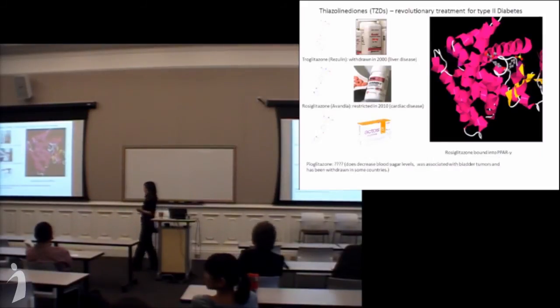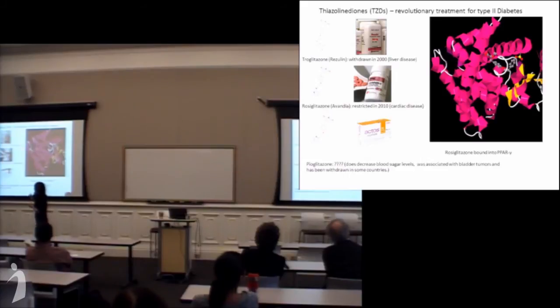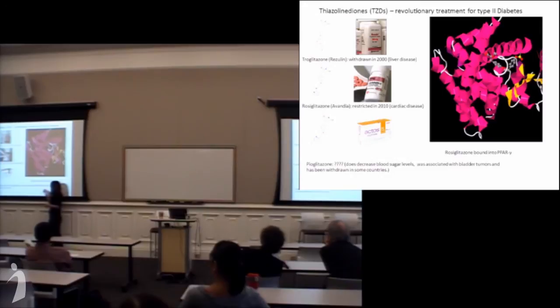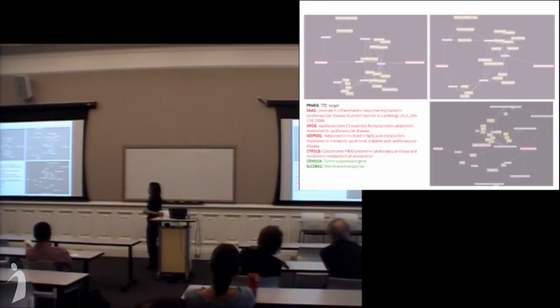Here I will show you one example. So these are the three drugs for type 2 diabetes. Troglitazone was withdrawn in 2000 because of liver disease problems. Rosiglitazone has a cardiac disease problem and was also withdrawn. Pioglitazone is still on the market, but was associated with bladder tumors and some kidney problems. So let's look at how they connect.